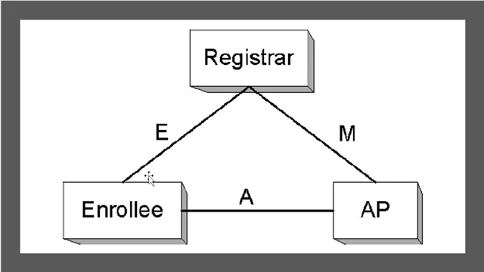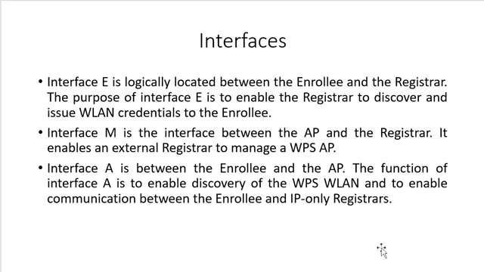So basically, if you look at this picture, you will come to know that there are three different types of interfaces. First one is marked as E. E interface exists between enrollee and registrar. M interface exists between registrar and AP. And the third interface, which is nothing but A, exists between enrollee and AP. Let's go into detail of those interfaces.